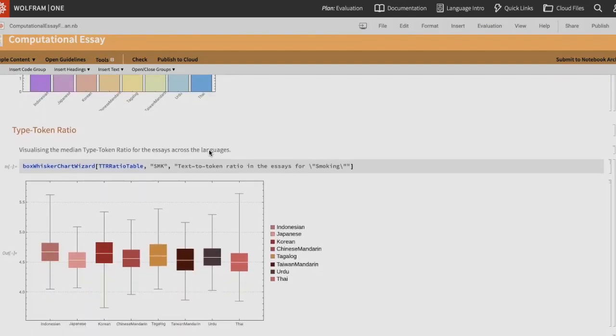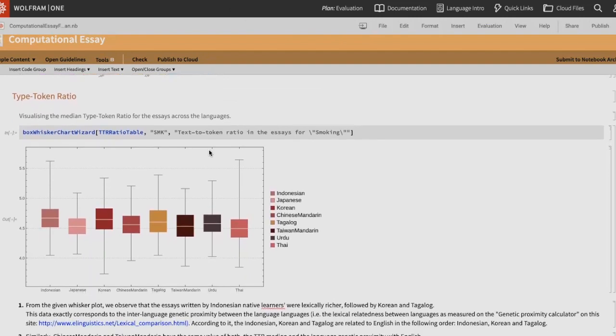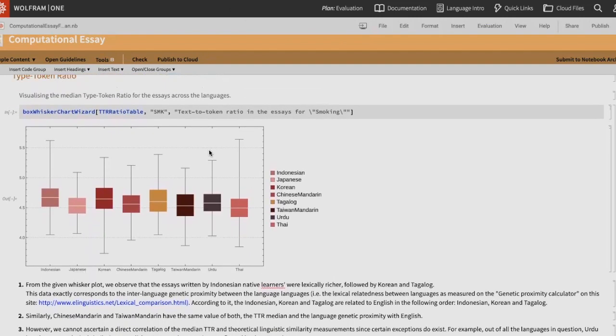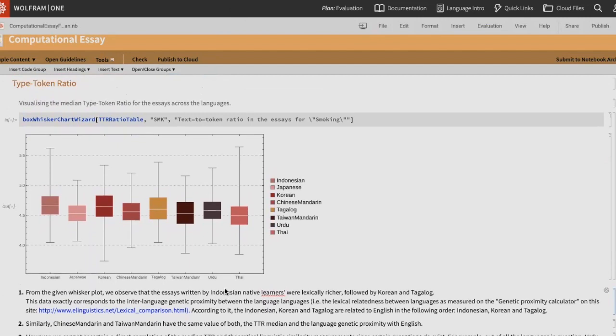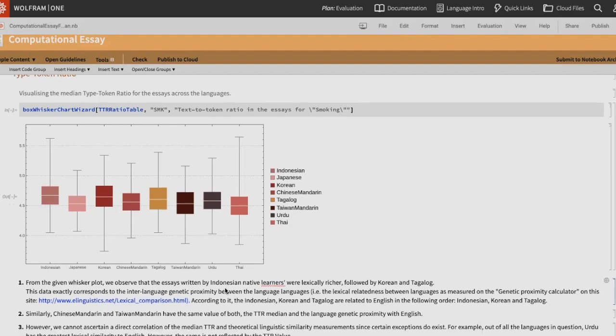All right. So I'll move to the type token ratios and visualizing the results that I got from there. And what I realized over here was from the whisker plot, we can observe that the essays written by the Indonesian native learners were lexically richer, followed by the learners from Korean and Tagalog. And the inferences that I got from this whisker plot corresponded to the interlanguage genetic proximity. I told you about how if a language lies in greater proximity to the English language, then the people who speak that language as their native language would have an easier time in producing more complicated ideas in English. And the whisker plot exactly corresponded with that assumption.